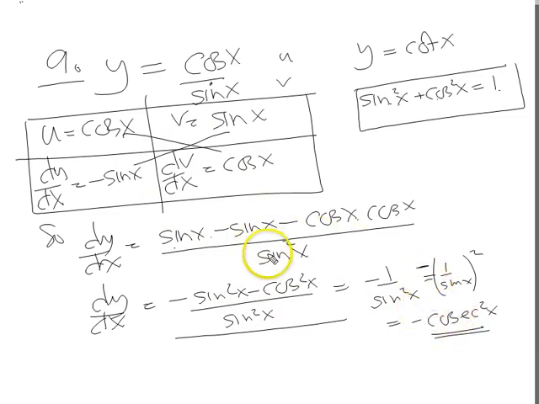Alright then, that's 9 done. I know I've dragged it out. Here's the answer as far as differentiating the quotient is concerned though. And you could put that if you wished, if you knew a trig identity there. Okay, let's go on to the next one.